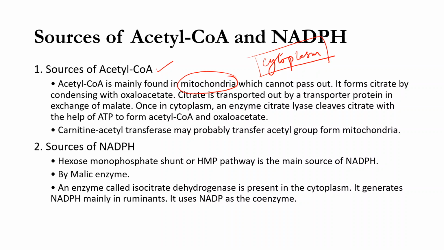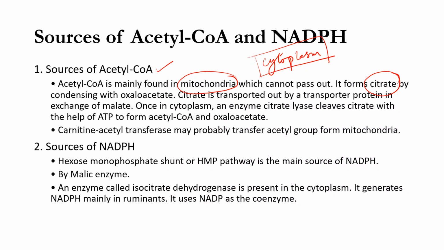So there is a mechanism by which acetyl coenzyme A can be made available in the cytoplasm so that fatty acid synthesis can take place, by making citrate. We will learn it in the next slide. And the other is carnitine acetyl transferase, which may transfer the acetyl group from the mitochondria.